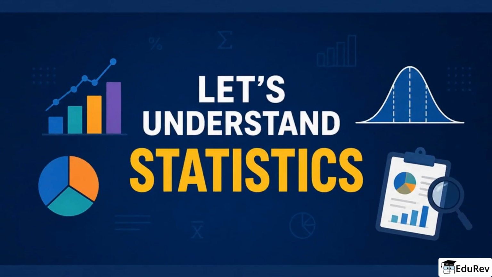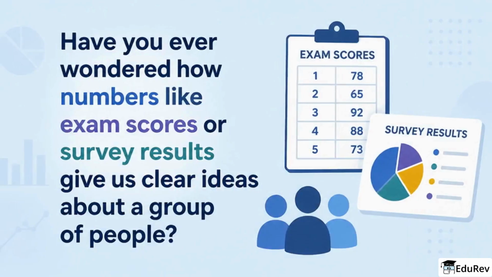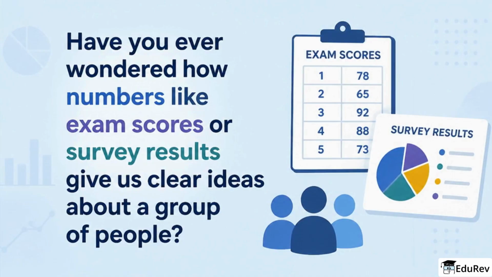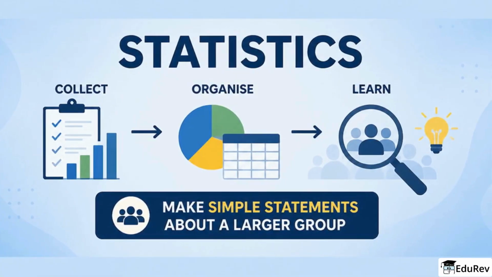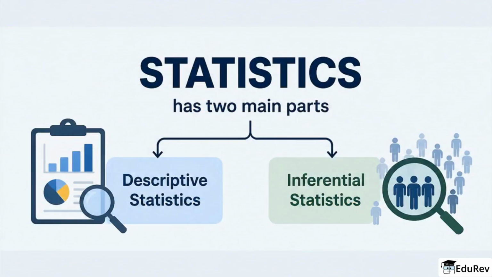Let's understand statistics in this video. Have you ever wondered how numbers like exam scores or survey results give us clear ideas about a group of people? Statistics helps us collect, organize, and learn from such numbers so we can make simple statements about a larger group. Statistics has two main parts: descriptive statistics and inferential statistics.